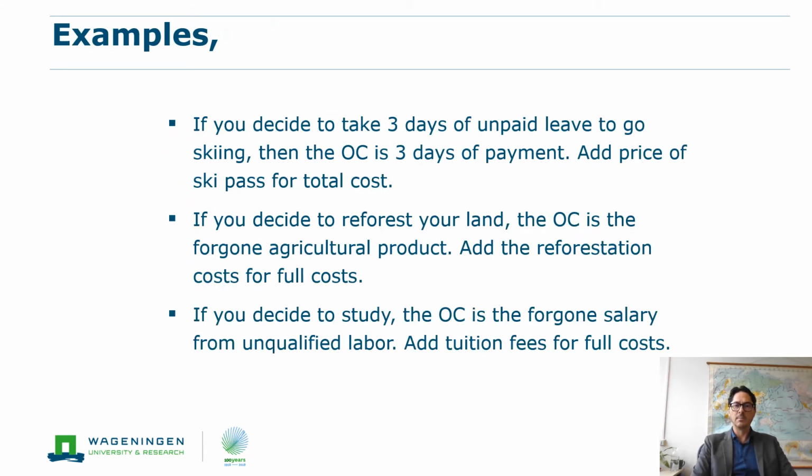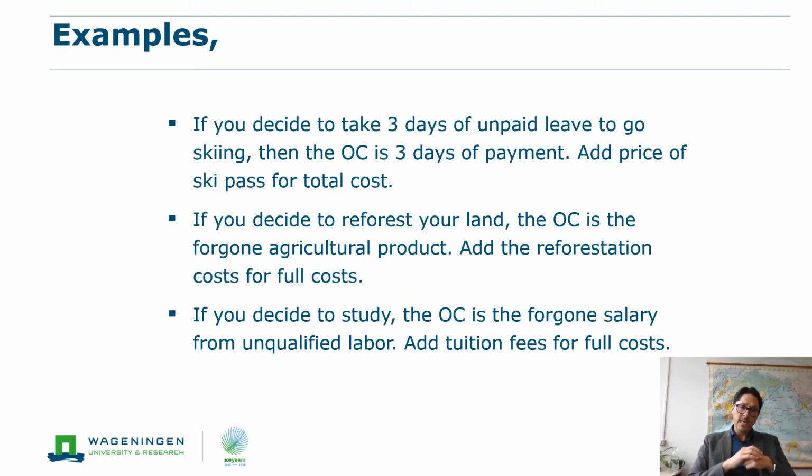I'll give you a few examples. If you decide to take 3 days of unpaid leave to go skiing, for example, then the opportunity cost is 3 days of payment, 3 days of salary that you have forgone. You add the price of the ski pass, for example, and then you have the total cost, which is the price of the ski pass plus 3 days of foregone salaries.